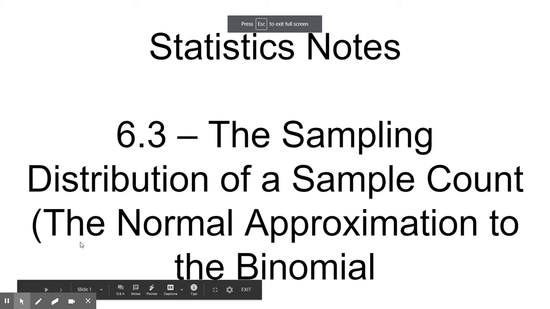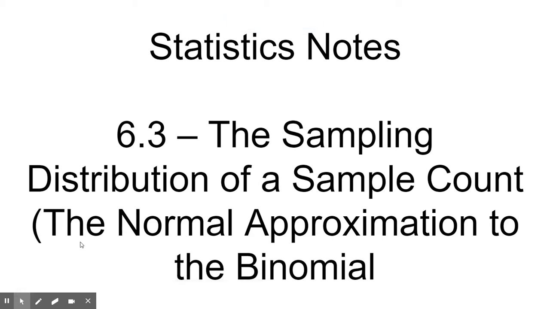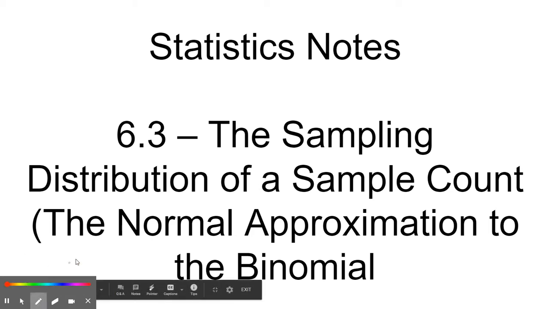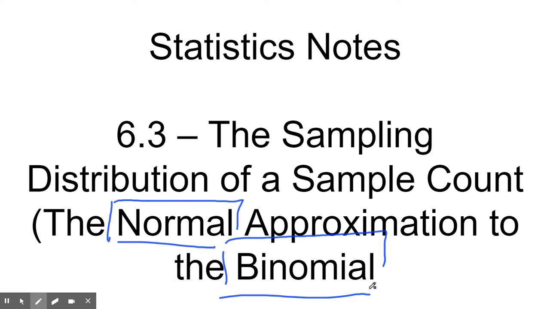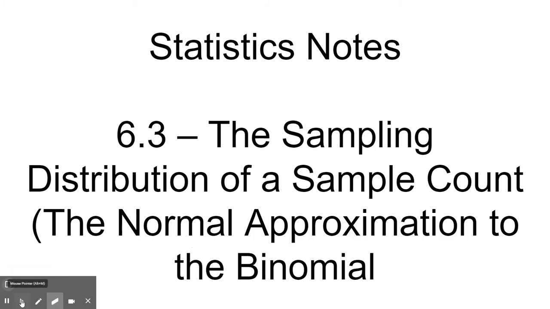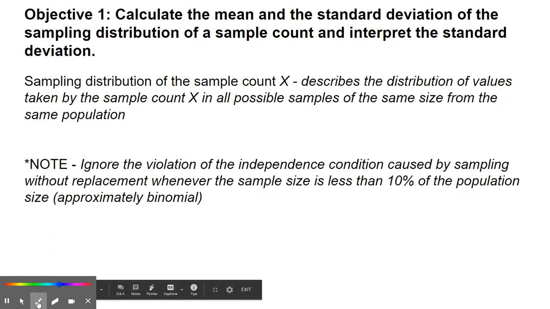Okay, so section 6.3, the sampling distribution of a sample count, which is going to be the normal approximation to the binomial. So again, a couple words that should be familiar to you: normal for our normal distributions and binomial for binomial random variables. So we're going to put those two ideas together in this chapter on sampling distributions. Okay, so here's the definition for a sampling distribution.